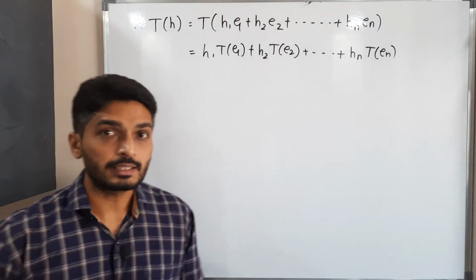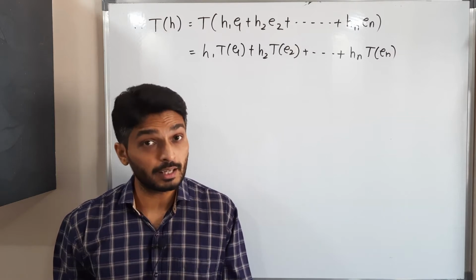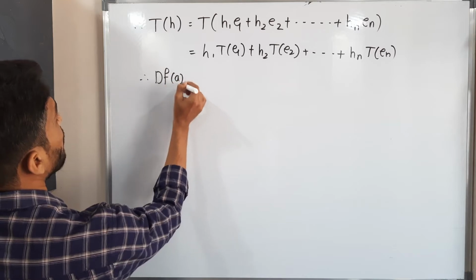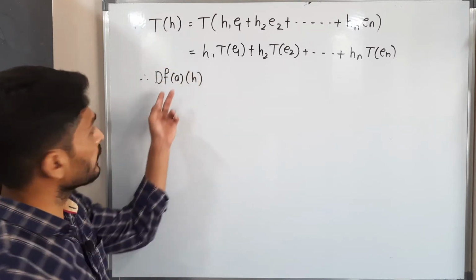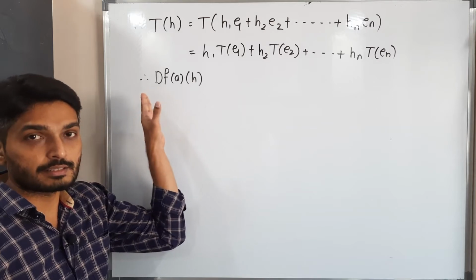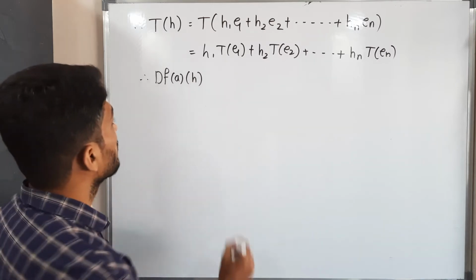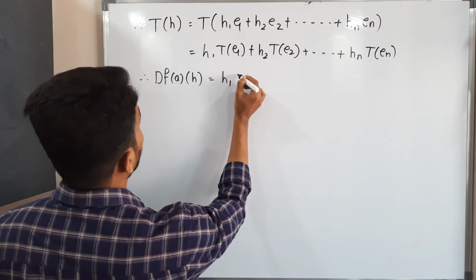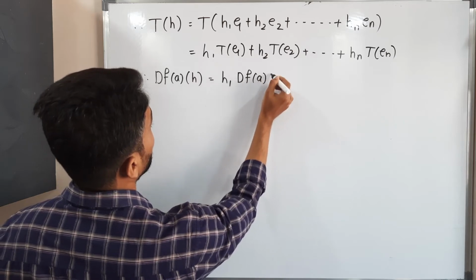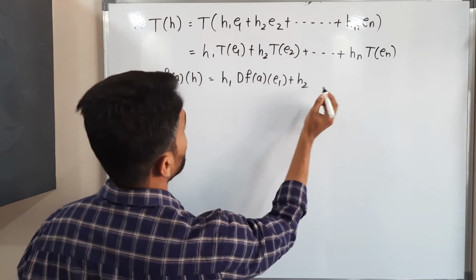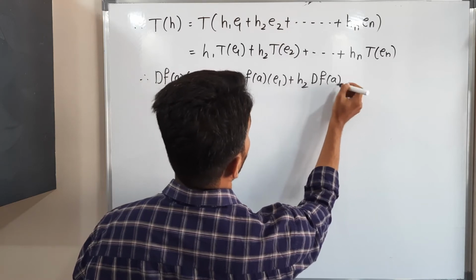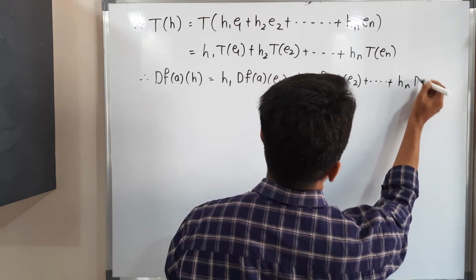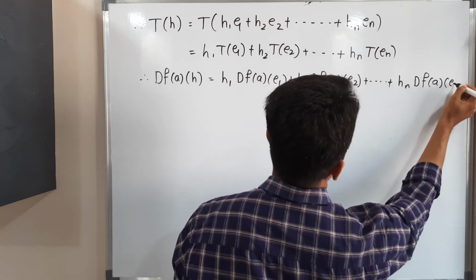But see, T is nothing but the total derivative of f at a. So I am going to replace T with df of a of h. Since T is the total derivative of f at a, we can write it in this way also. So here, everywhere, I should replace it. So this is h1 df of a e1 plus h2 df of a e2 plus, and so on, hn df of a en.